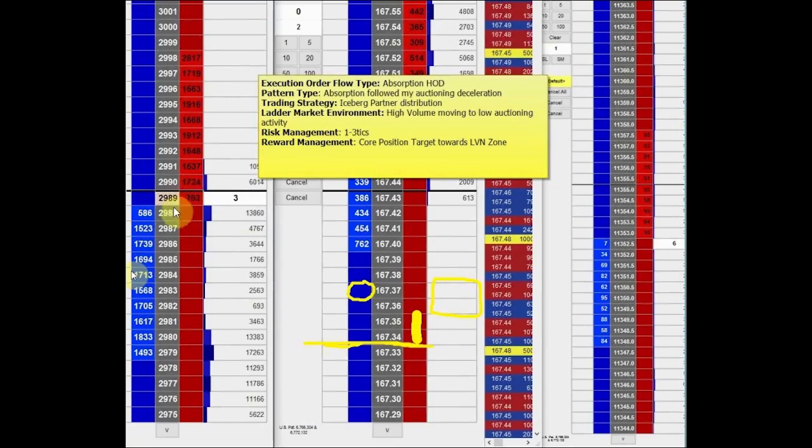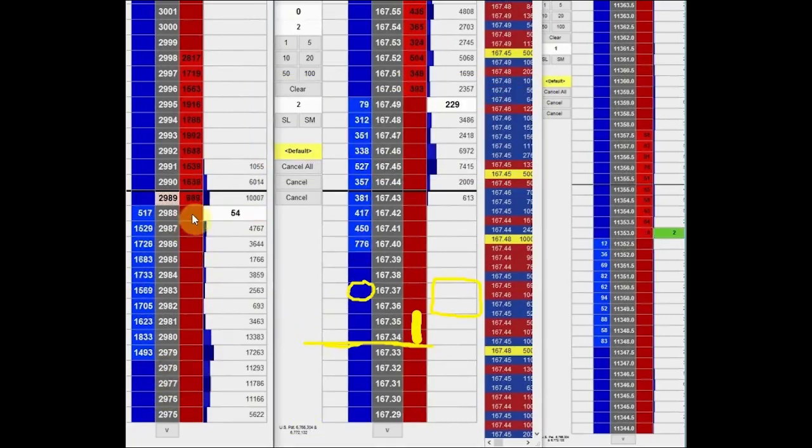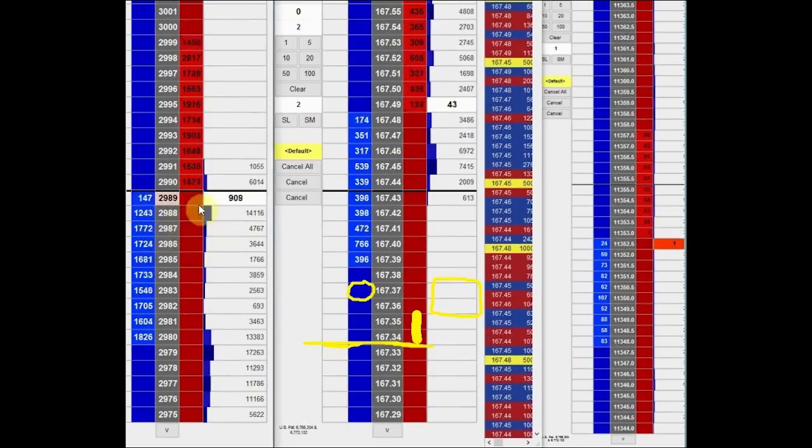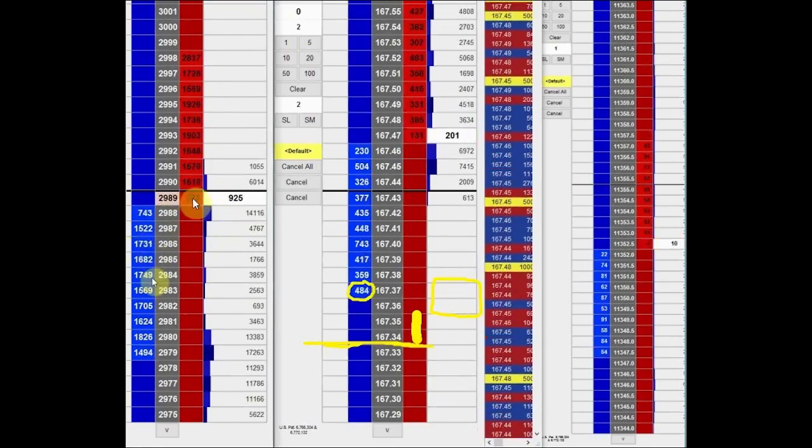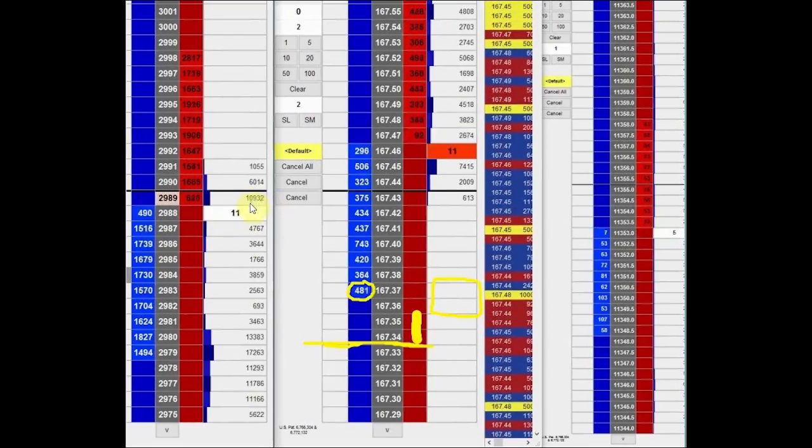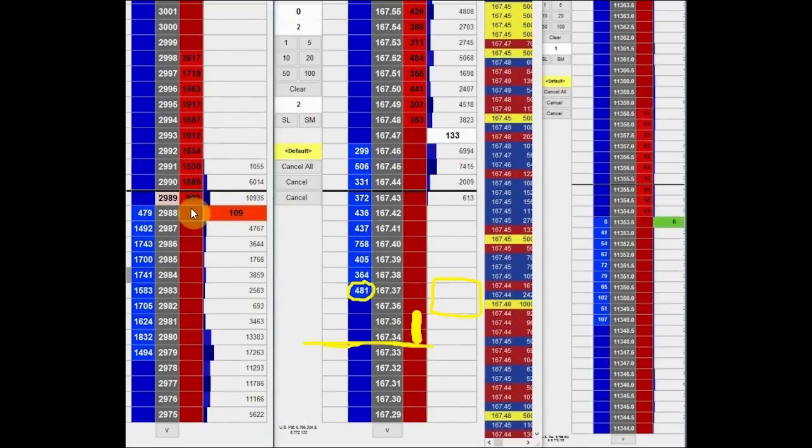Your risk management, 1 to 3 ticks. Your reward management is effectively looking for the low volume node here at the 82s. And as the market starts trading, you want to see how the market starts trading back towards this area over here. So let's have a look how this continues to trade. So we're looking at the 89s, and you can see, okay, we still get re-offered at the 89s, gets re-offered, the iceberg is there, 10,000 lots being charged at the 89s, and keeps on changing.